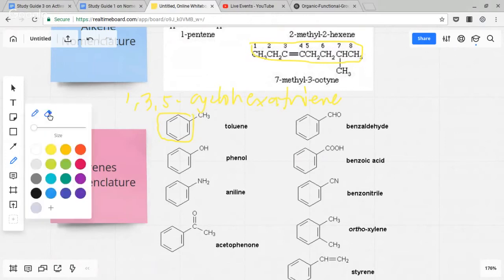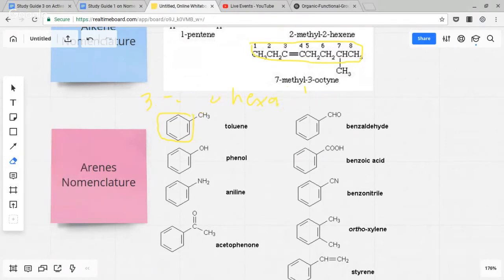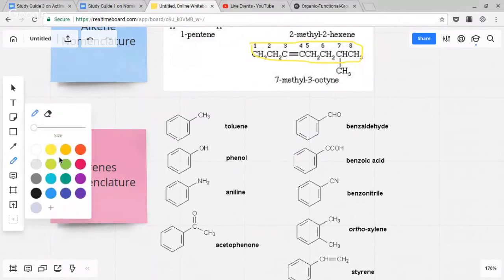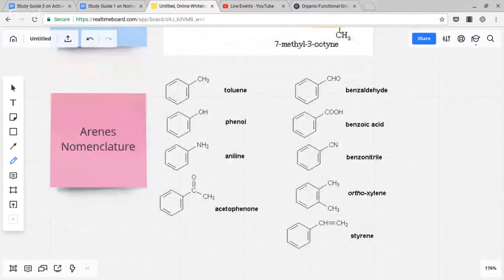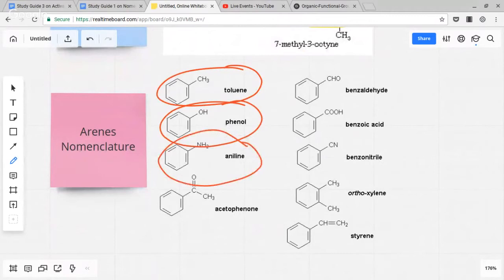So let me now go to our arenes. Let me erase my benzene ring. So remember, our benzene is named as 1,3,5-cyclohexatriene. But I've told you to at least be familiar with the common names of some aromatic hydrocarbons containing your benzene ring. So the three actually are here on your screen. You've got your toluene, your phenol, which is familiar to you, your aniline.